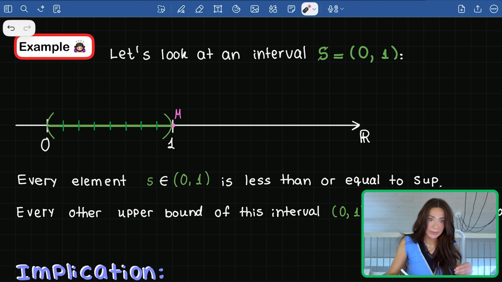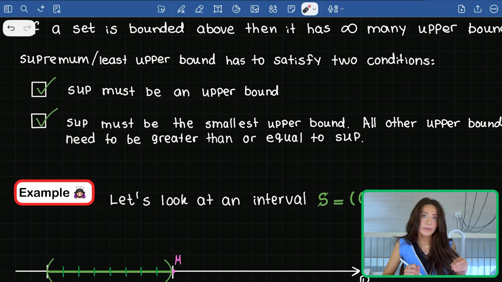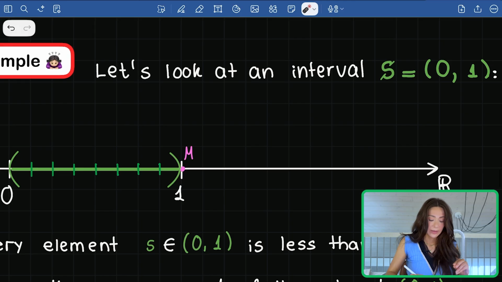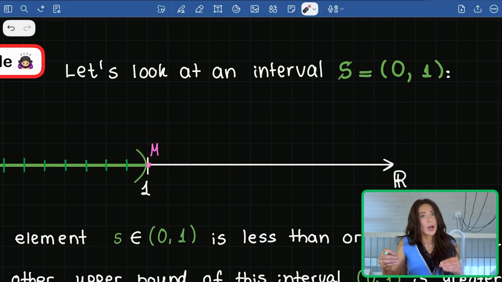So supremum, according to the first definition, has to be one of the upper bounds. But that doesn't make it special. The second part makes it special and unique. So there's only one supremum. And that part says that out of all the other upper bounds that we listed, this is the smallest. That's why supremum is called the least upper bound.